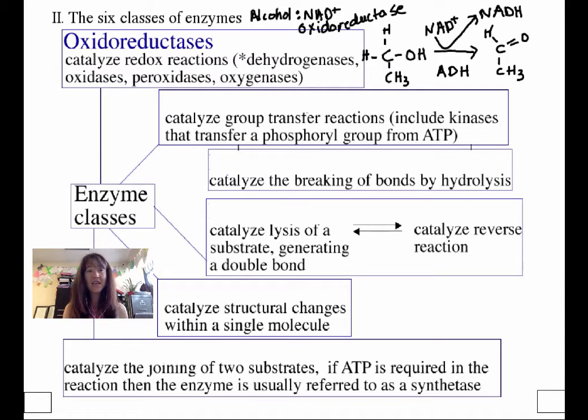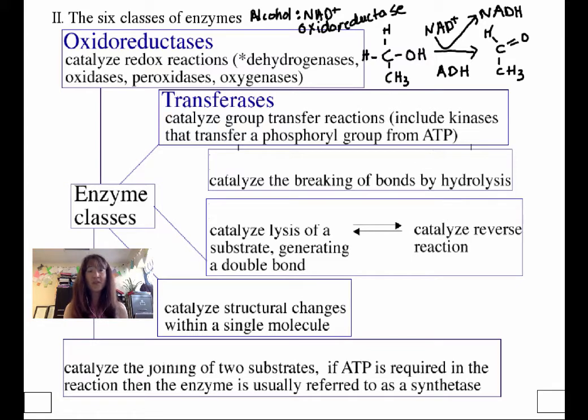And let's actually take a look at the transferases. These are pretty easy to make sense of because these catalyze group transfer. So say you see a reaction that is catalyzed by a kinase, an enzyme that transfers a phosphoryl group from one substrate onto another. So we're basically just seeing the transfer of a group from one to another. So a group transfer reaction.